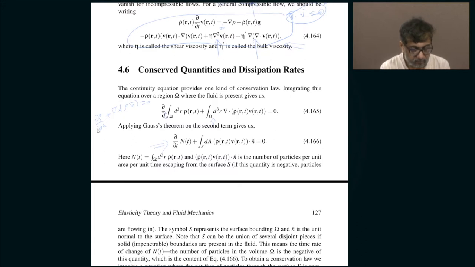So the idea is that you start with the continuity equation and you integrate over some volume. What it says is that if rho is your mass density, or the number of particles, whatever it is, and the amount of stuff in this volume omega is changing with time, the only reason that could happen is that stuff is flowing in or flowing out. It cannot be that there's nothing flowing in and nothing flowing out, and yet the amount of stuff in your volume changes with time. If that happens, it means that the system is not conserving mass or the number of particles.